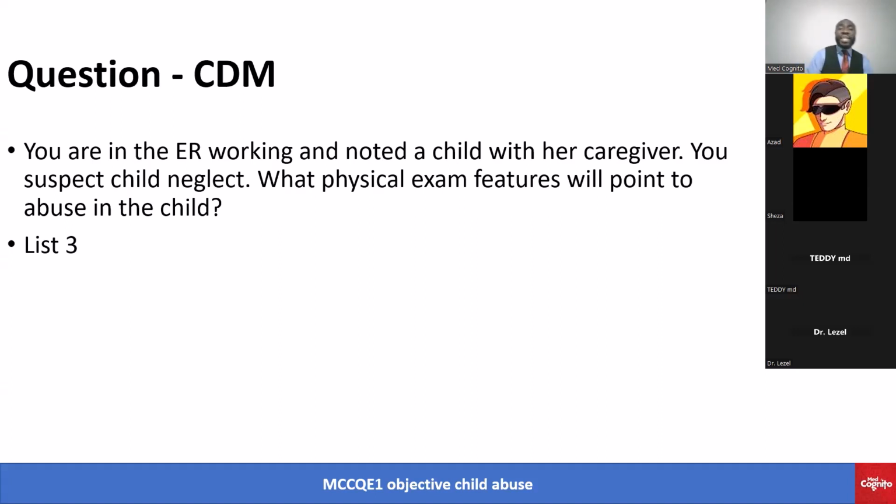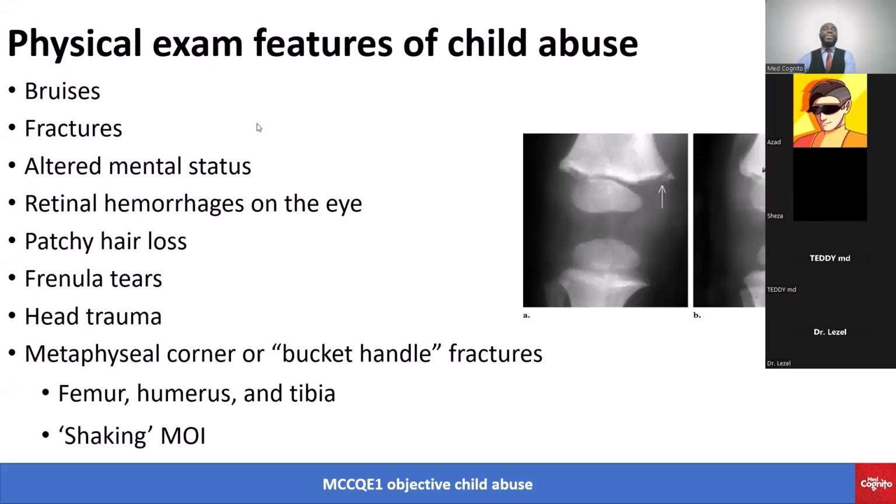So in the ER, working and noted a child with her caregiver, you suspect child neglect. What physical exam features will point to abuse in the child? What are the physical exam features that say this case smells of abuse? So bruises, fractures, altered mental status, retinal hemorrhages should cause you to start thinking, no, this child is going through hell.